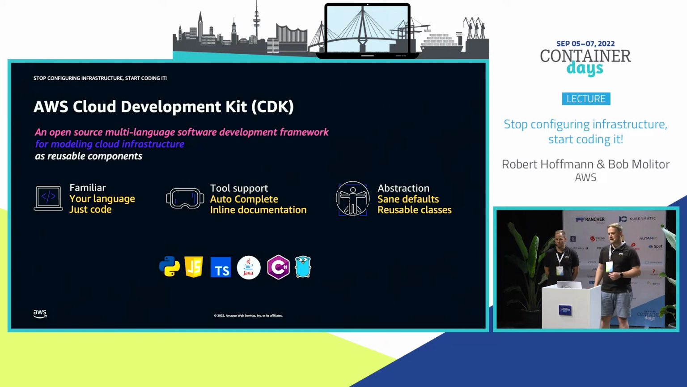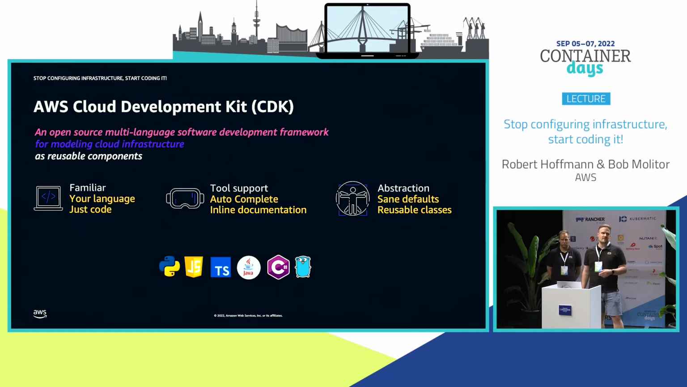So what is the AWS Development Kit? It's, and I have to read this off because it's quite long, an open source, multi-language software development framework. So this is completely open source. You can find all of it on GitHub. It's there to basically model your infrastructure, and it does so with reusable components. And reusable components might already give you a hint that it's something with programming languages, DRY, refactoring, and so on.